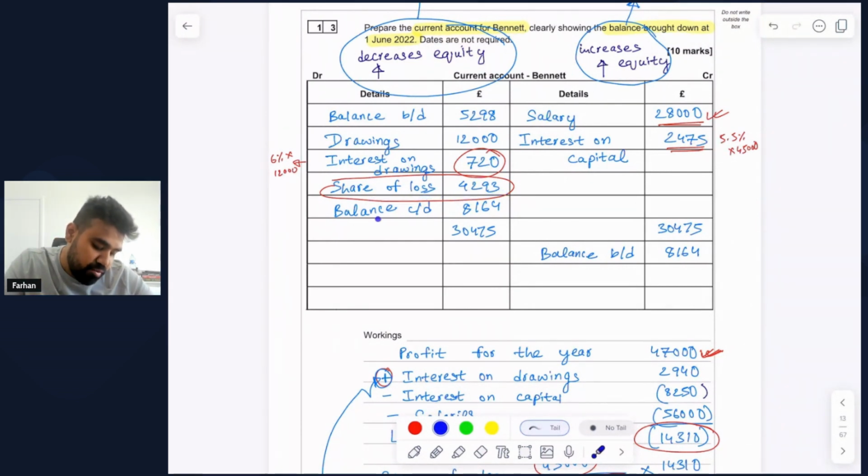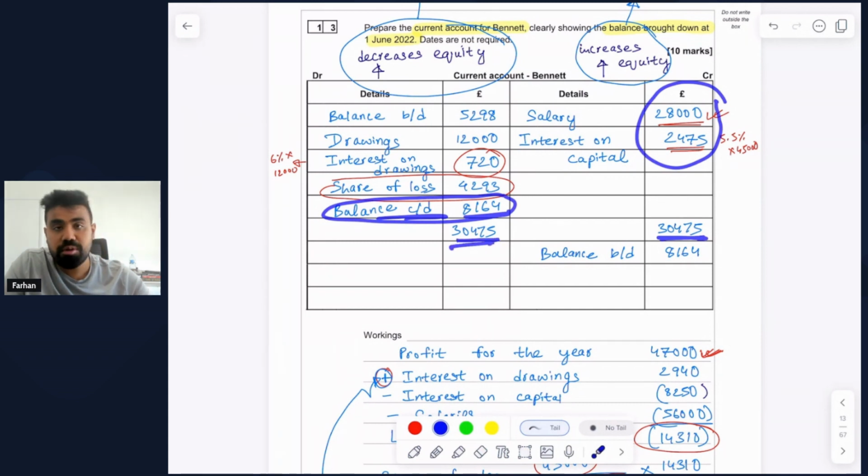Now, how did we arrive at this balance carried down of 8,164? Very simple. We added everything on the heavier side, which is the credit side to begin with, which was £30,475. This must be the same balance on the debit side to ensure that both the debits and credits are equal. The deficit of 8,164 was calculated as the balance that needs to be carried down to make sure that we have equal debits and credits of £30,475.